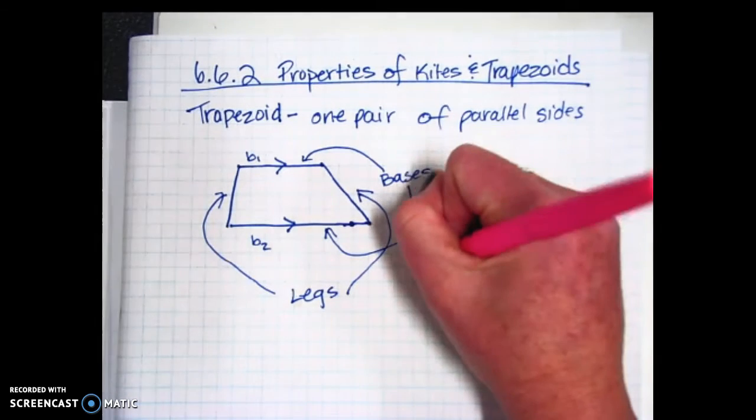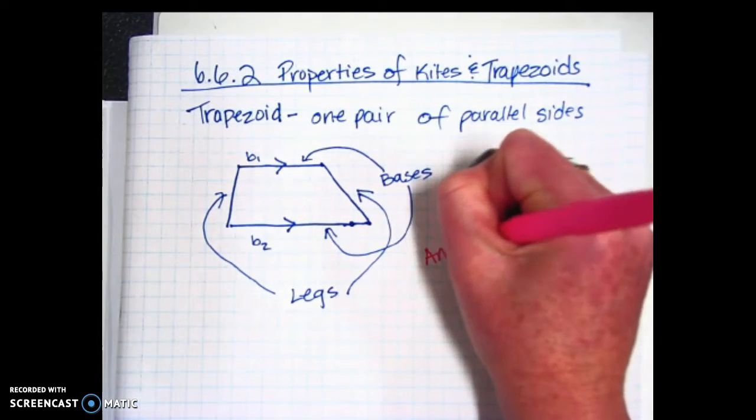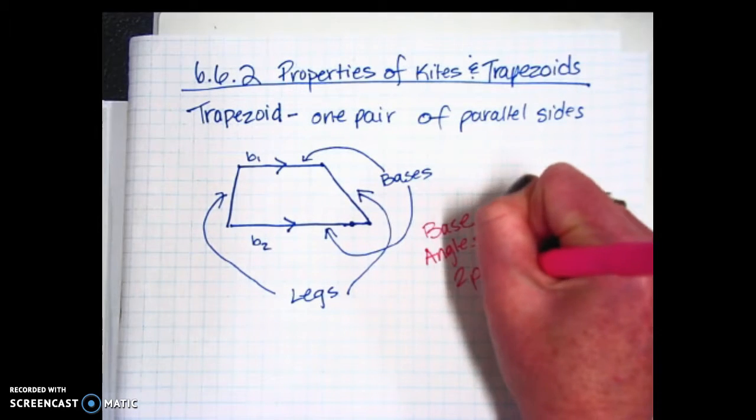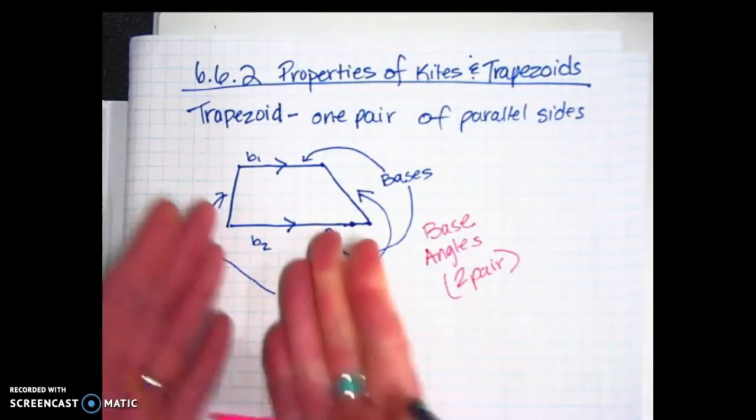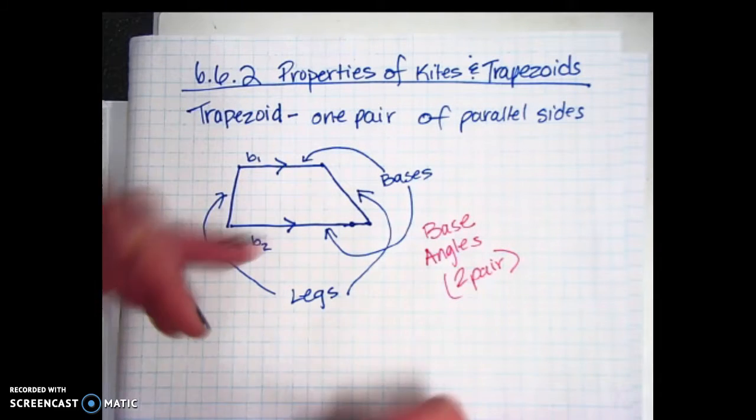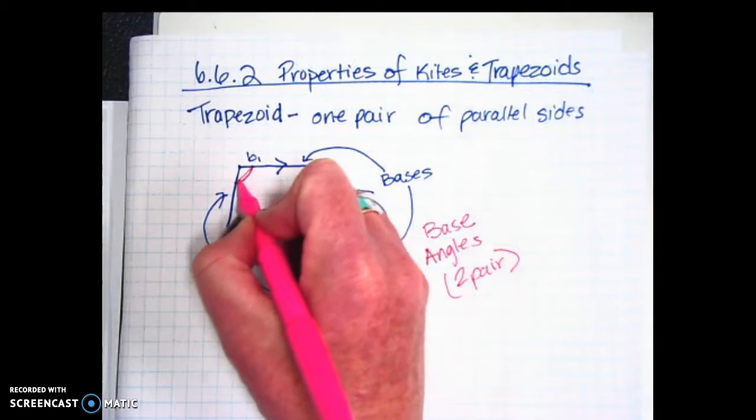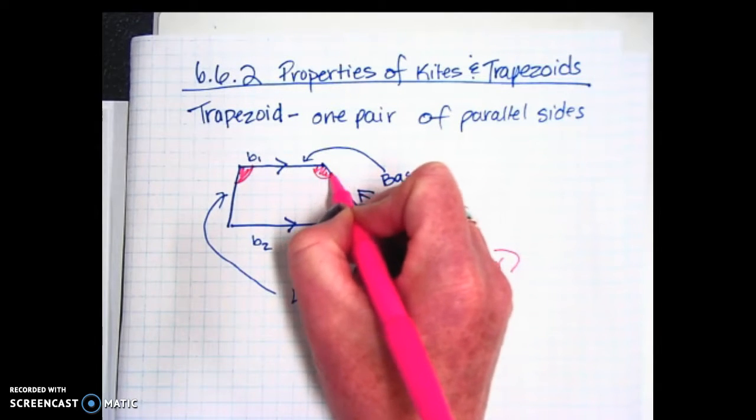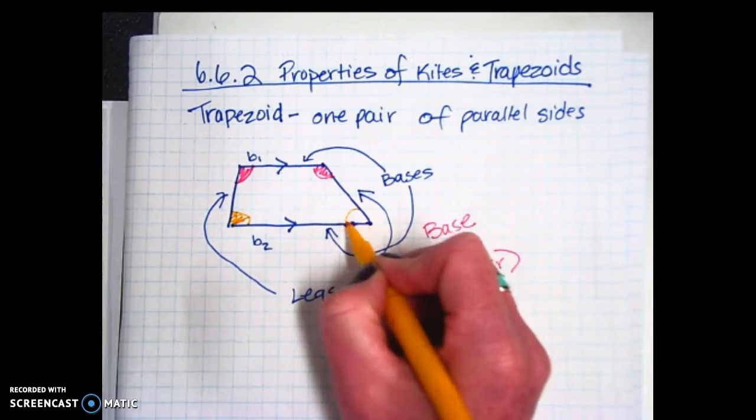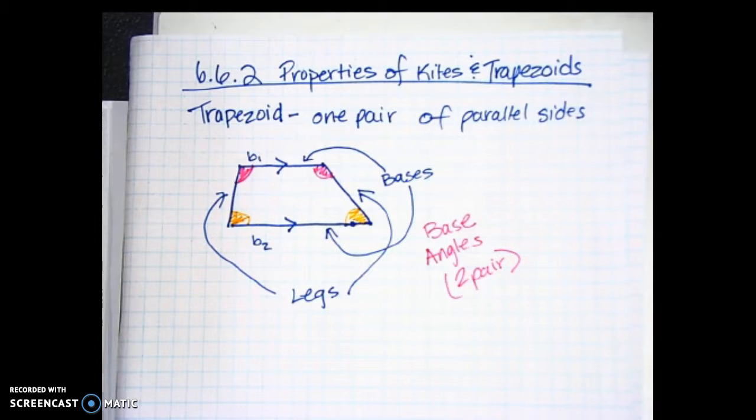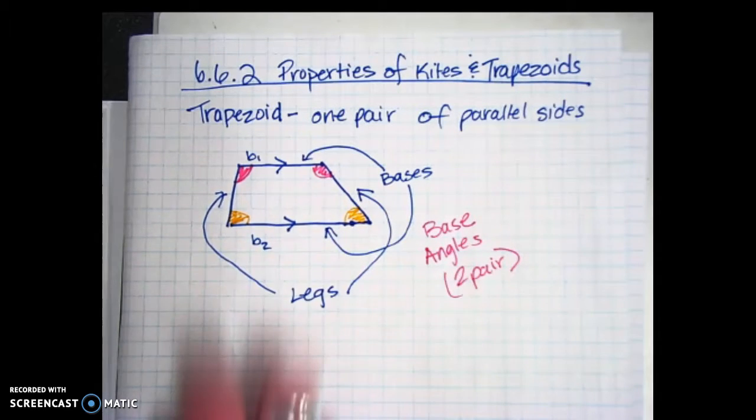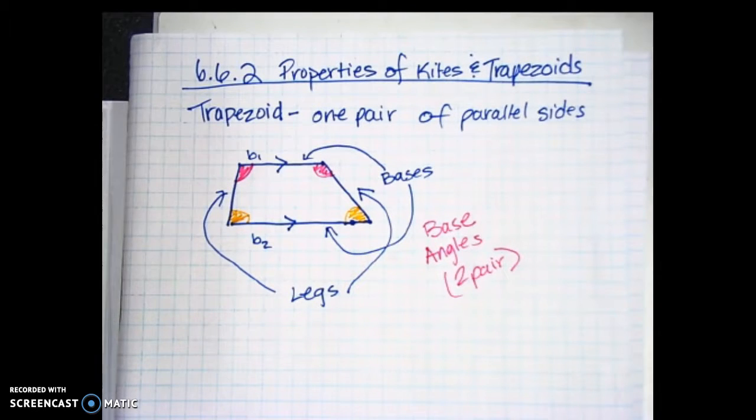There are also angles. The angles are called base angles. So you have 2 pairs. And if it's drawn so that base 1 and base 2 are at the top and the bottom, then you're going to have a pair of base angles up here. I'm going to shade those in pink. And then you're going to have a pair of base angles down here. I'm going to shade those both yellow. Okay? These 2 are a pair of base angles, and these 2 are a pair of base angles. These 2 go together, and these 2 go together.